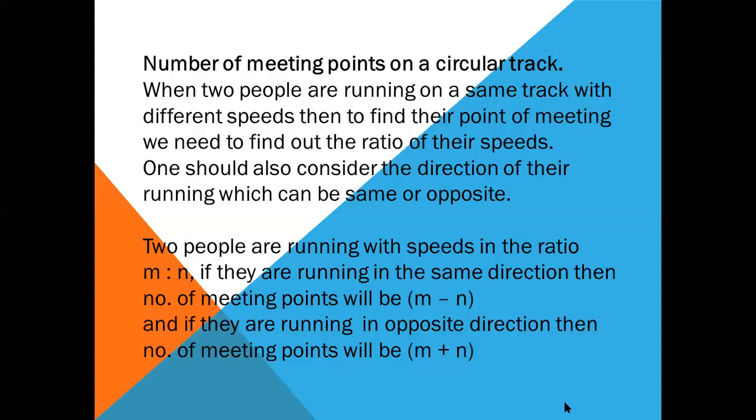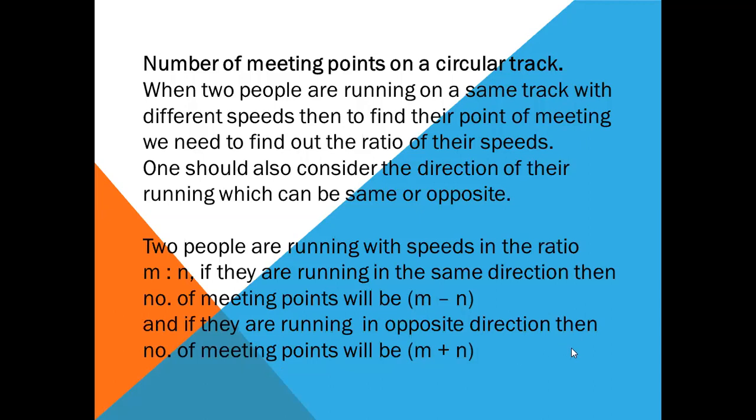Now we are coming to finding the number of meeting points on a circular track. When two people are running on the same track with different speeds, to find their point of meeting, we need to find the ratio of their speeds. One should also consider the direction of running, which can be same or opposite. If two people are running with speeds in the ratio m:n, and they are running in the same direction, then their number of meeting points will be m minus n. If they are running in opposite directions, then their number of meeting points will be m plus n.